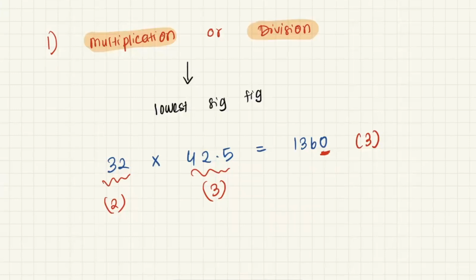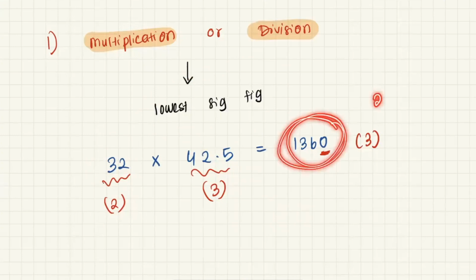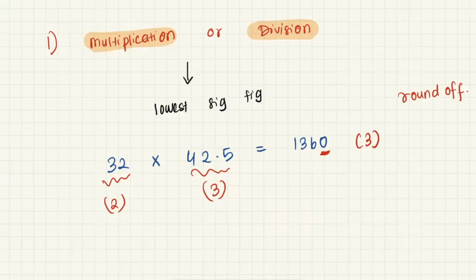So we have 3 sig fig, but we want our answer to be the lowest sig fig of the question, which is 32, which is 2. So we want to make this answer have 2 sig fig. So how do we do that? We need to start rounding off. Okay, so we need to round off this in such a way it becomes 2 sig fig.